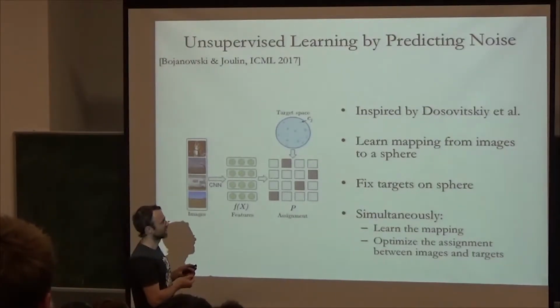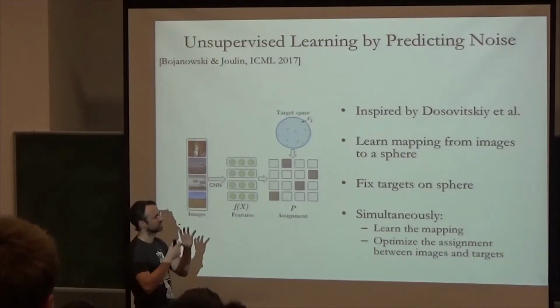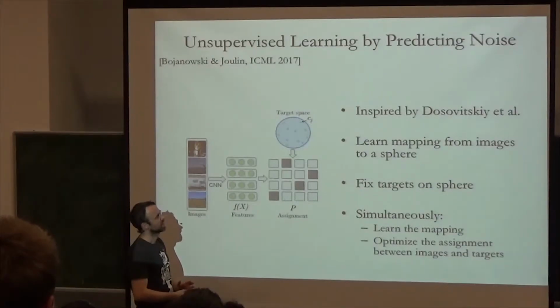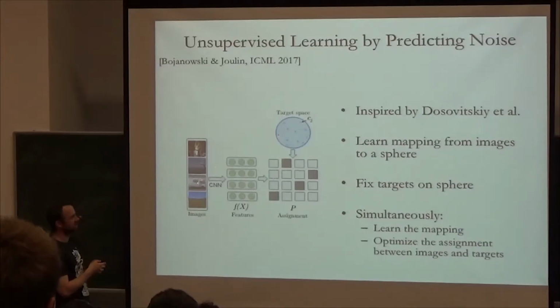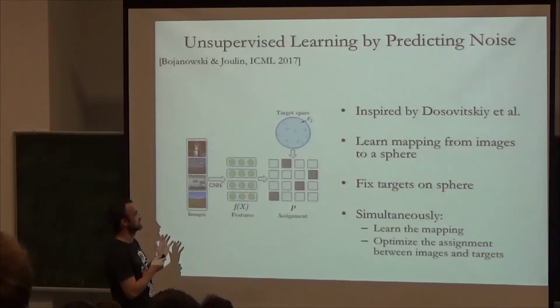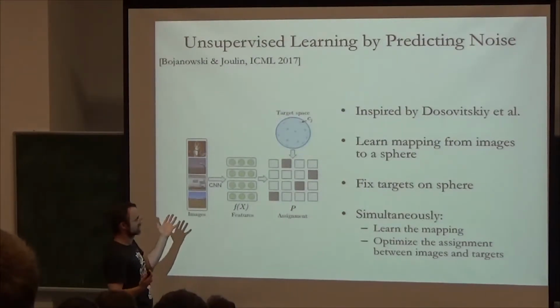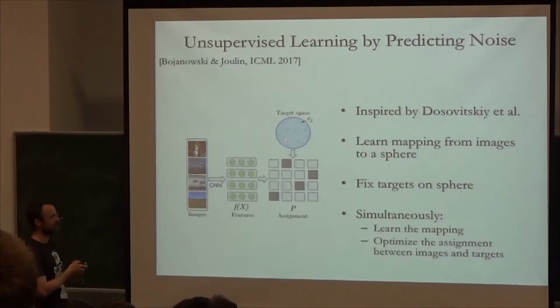So the idea is you have some sort of sphere, a hypersphere, and you're going to just draw random points on it. The idea is that each one of these images is going to be assigned to one of these targets. Now obviously the question you immediately ask is, well, which image goes to which target? This is going to be controlled by some kind of assignment matrix, which we will learn as part of this whole process.